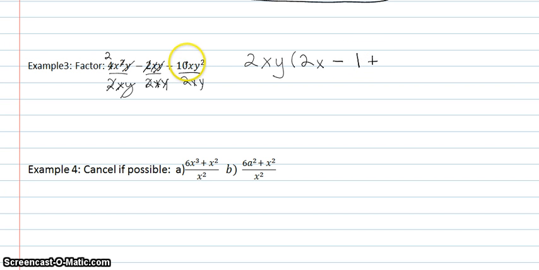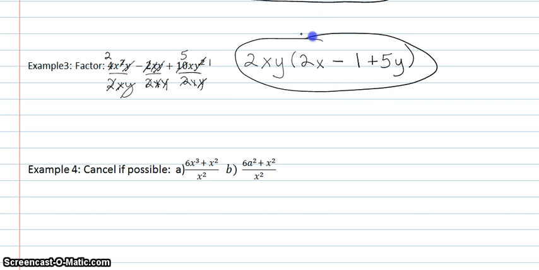Okay, then I do the same thing. 10 divided by 2 is 5, so I'm going to have 5. X divided by x is a 1, and y squared divided by y still leaves a y to the first power on top. So this is how I would read my answer: 2xy times 2x minus 1 plus 5y in parentheses.